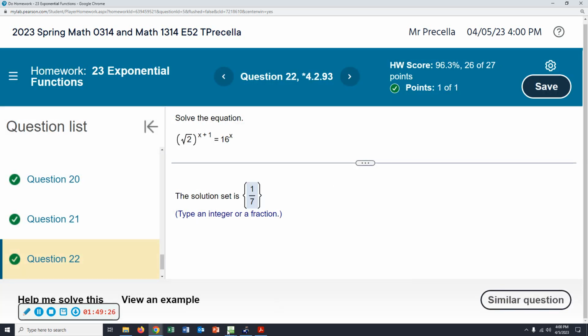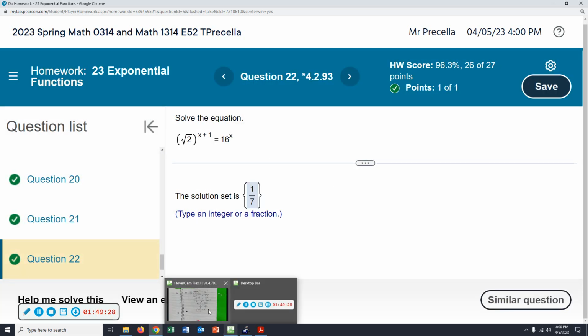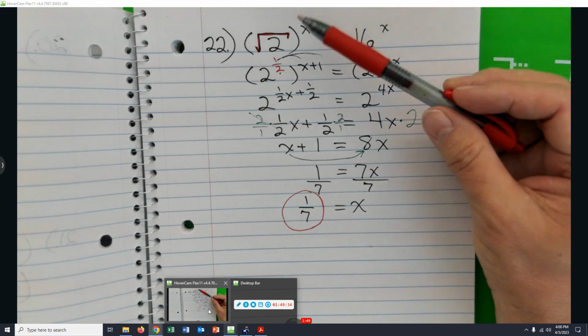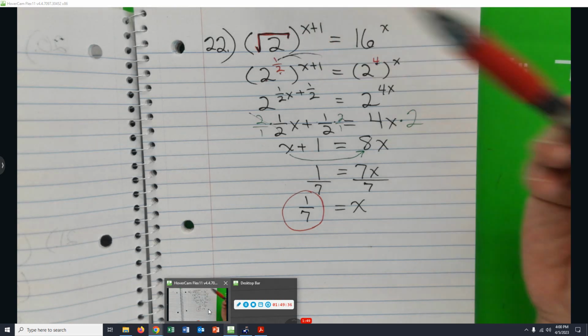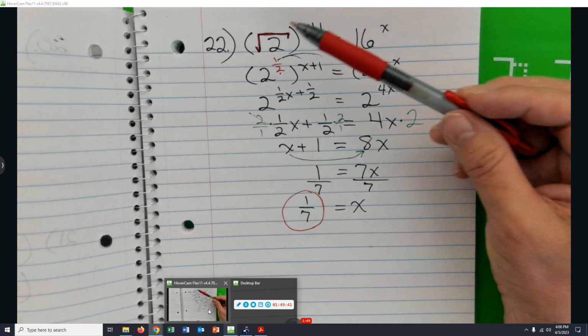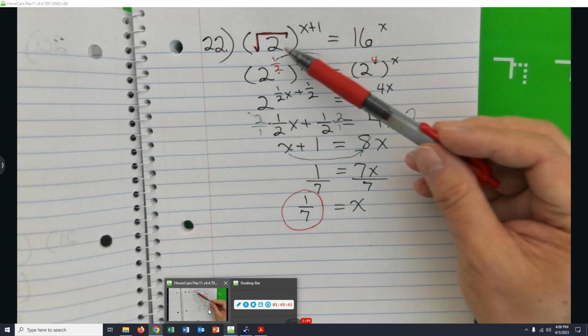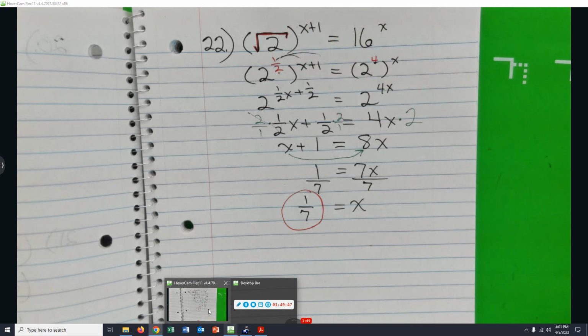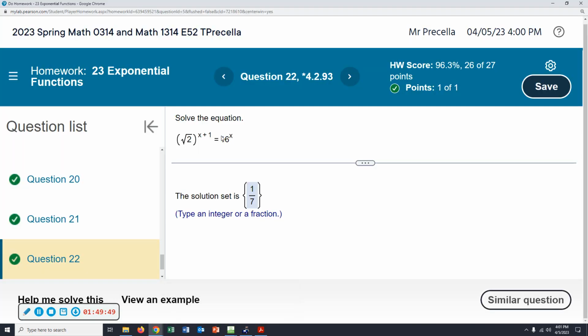Any questions? The key is rewriting the square root with the 1/2 exponent. That is the key. Add that to your bag of tricks. It's going to keep appearing in the next assignment. A square root or a cube root or whatever sort of radical, you're going to have to write it using an exponent, a rational exponent, a fractional exponent.